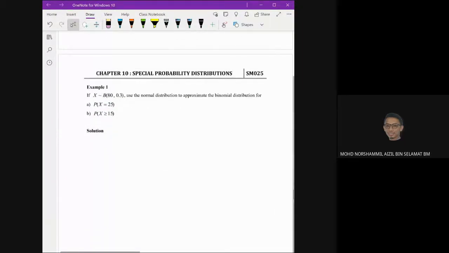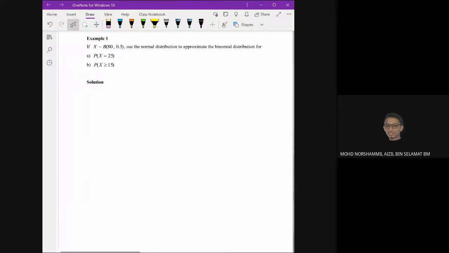Alright, so let's take a look at example number 1. Given to you binomial, number of trials is 80. So n is 80. Probability of success is 0.3. Use the normal distribution to approximate the binomial distribution.